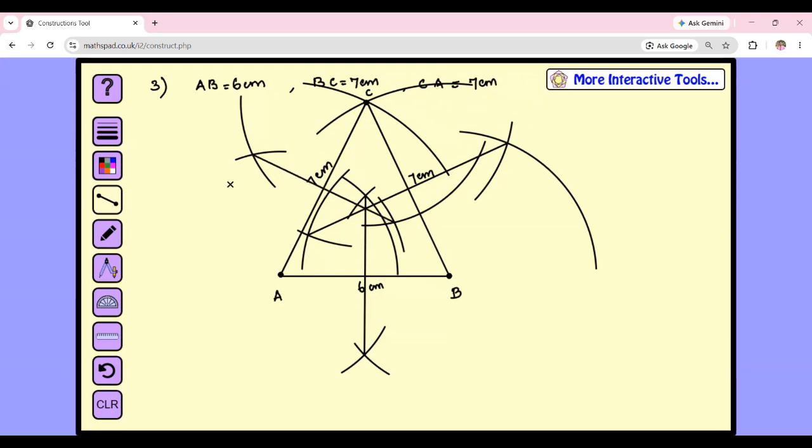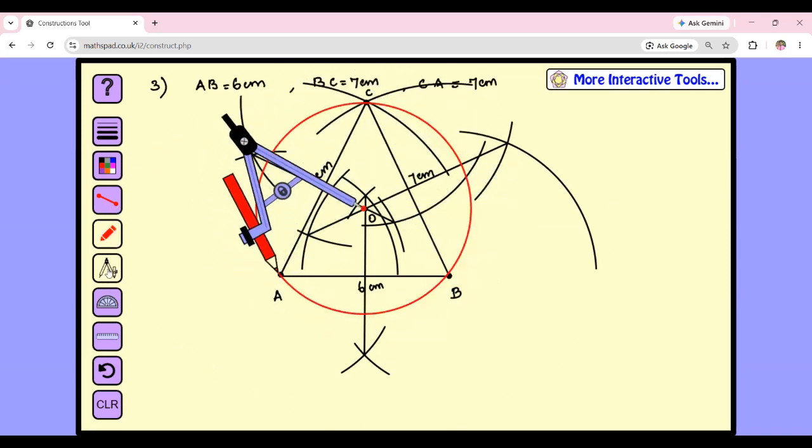Now where the three perpendicular bisectors intersect, for me it is intersecting at this point. I can take this as O, the center O. Now take your compass and OA as a measurement, OA as the radius. Now we can draw the circle.